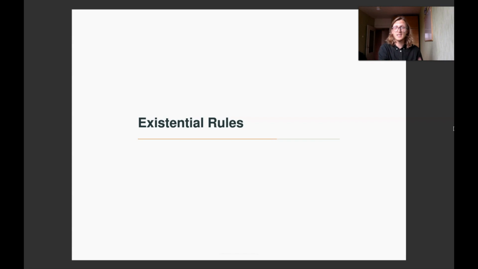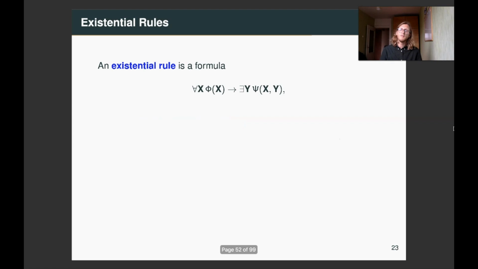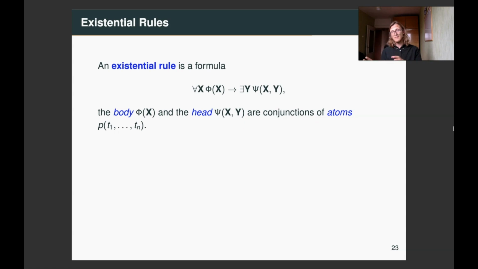Now introduce existential rules. This is a first order logic fragment that we use to express ontology, express our common sense knowledge. That is, they take the following form. That on the left hand side of this implication, we call it the body and universal quantification. And the right hand side is existentially quantified and called the head. Okay? And both of them are conjunctions of atoms.